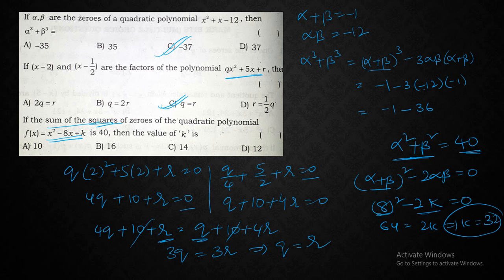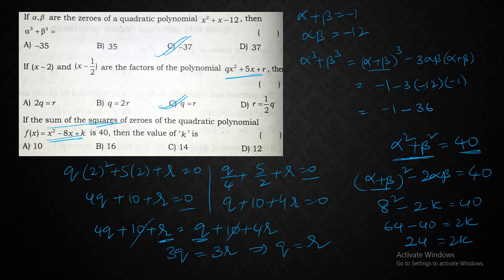Sorry, here it is not 0, it is 40, no? So it is equal to 40. So what am I going to get? 8 square minus 2 times k is equal to 40. When I transpose this 40, 64 minus 40 is equal to 2k. 64 minus 40 is nothing but 24. So 24 is equal to 2k, k is equal to 12. So the answer is k is equal to 12.